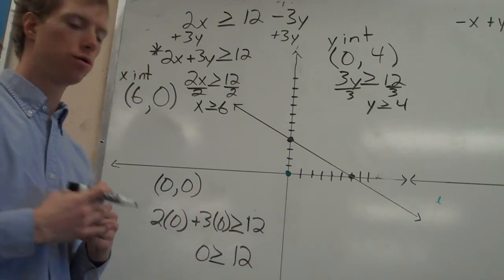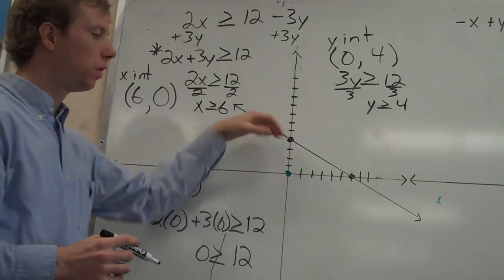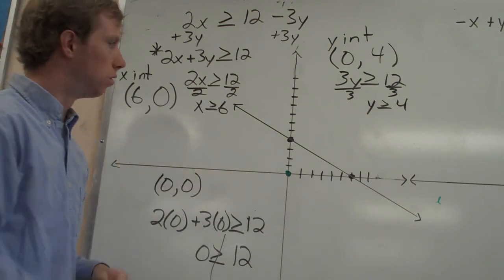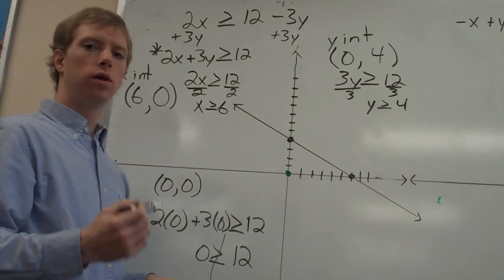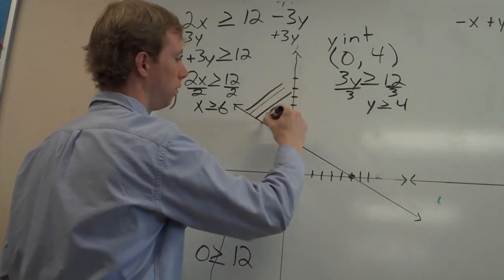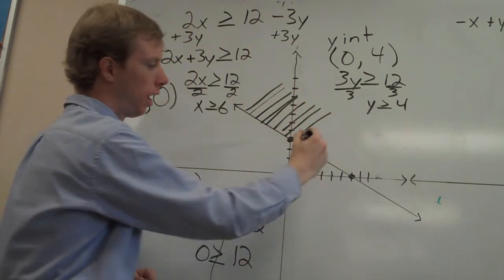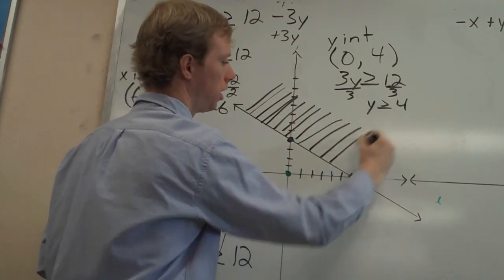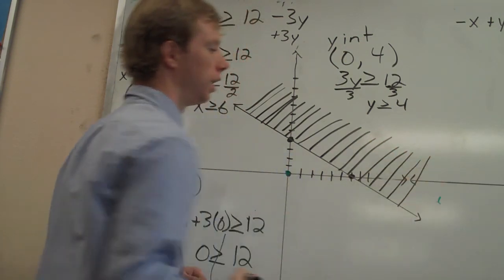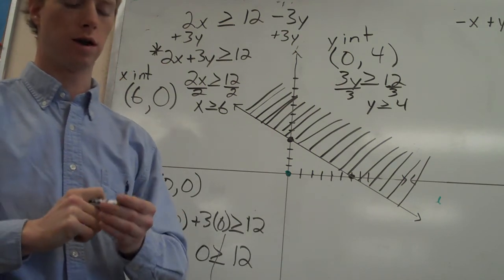That is not true. I know that that's not true, so I know that every other point on this side of the line makes it not true. Now, being that there's only 2 sides of the line, I know that if everything on one side is not true, everything on the other side has to be true, and I'll shade all of that area. That's how you graph an inequality from a standard form equation.